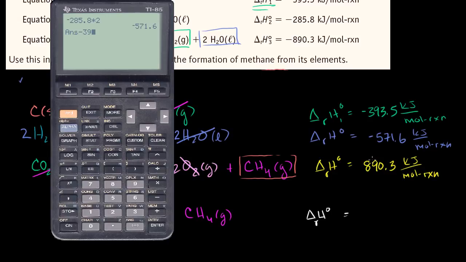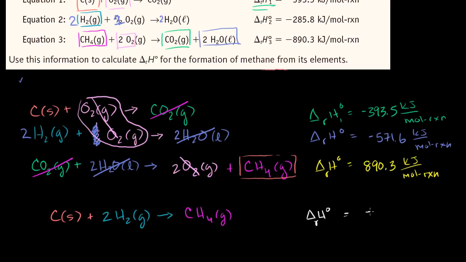So we have negative 393.5. So that step is exothermic. And then we have minus 571.6. That is also exothermic. Those are both combustion reactions, which are, as we know, very exothermic. And then we have the endothermic step, the reverse of that last combustion reaction. So plus 890.3. Plus 890.3 gives us negative 74.8.